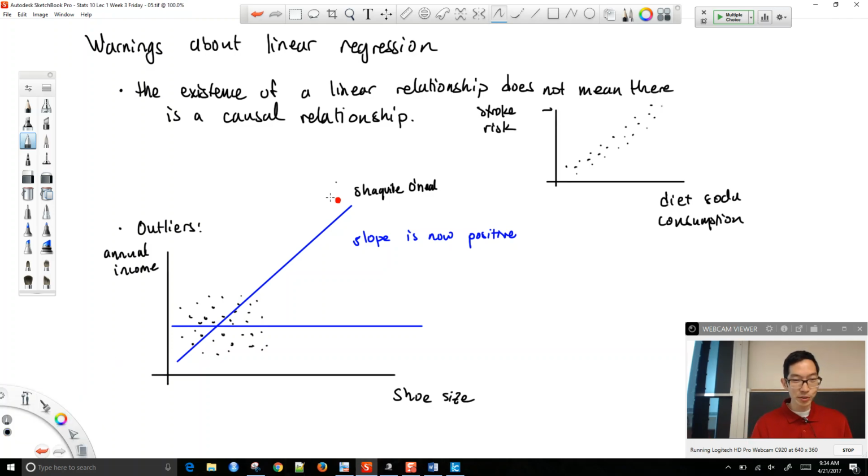Okay, so I think in our study we would probably want to exclude Shaquille O'Neal and say we want to study normal feet and regular people. Not that Shaquille is not regular, but he is an outlier, okay? So there we go. So you have to be careful about outliers.